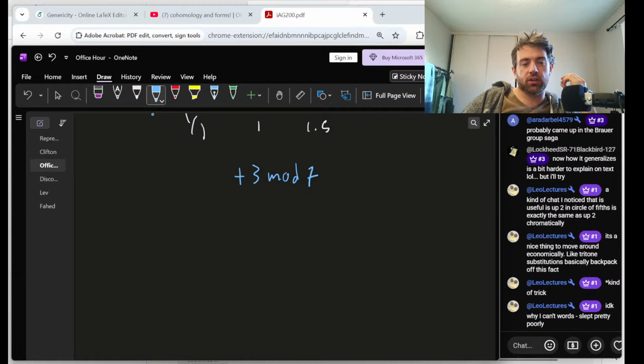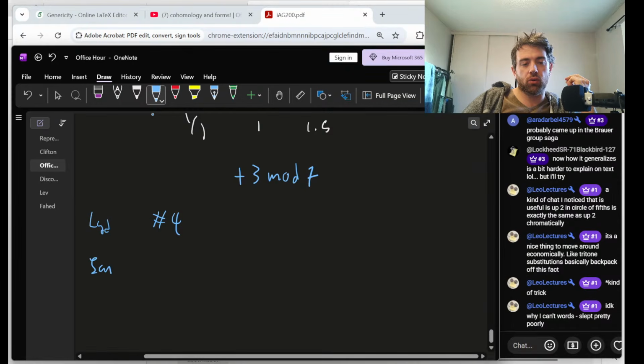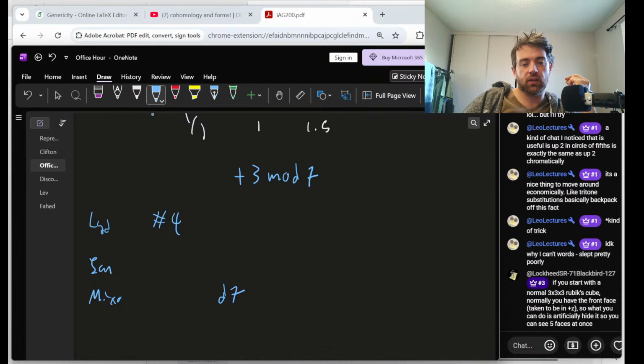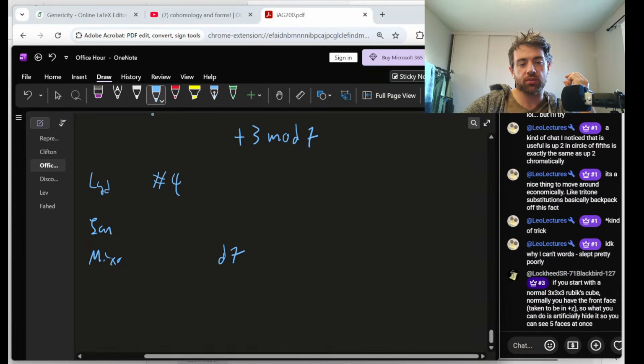So Lydian is sharp 4, and then Ionian has no sharps or flats, and then you have Mixolydian, which I think is flat 7, is that right? Because that would be plus 3. It's something like that. It should be plus 3. And then you cycle through this.